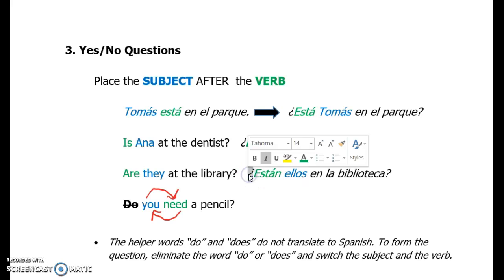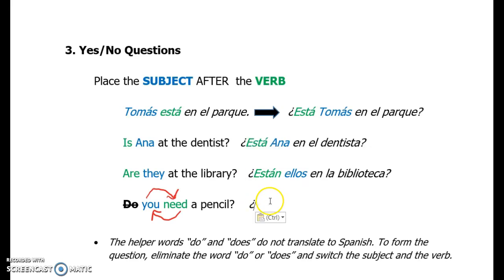That way I don't have to pull up my special keyboard. I don't know why my control commands aren't working with that. So need would be necesitan. Well, in this case, we'll do necesitas. We'll assume you is tú. So now I have my verb front, just like I want it to be. And then you can do your subject tú.